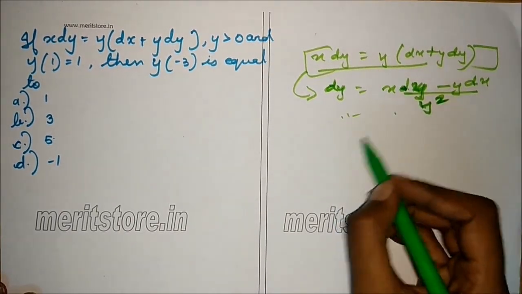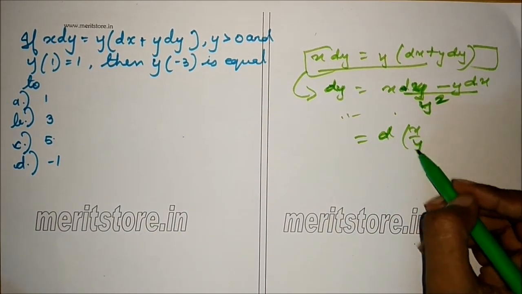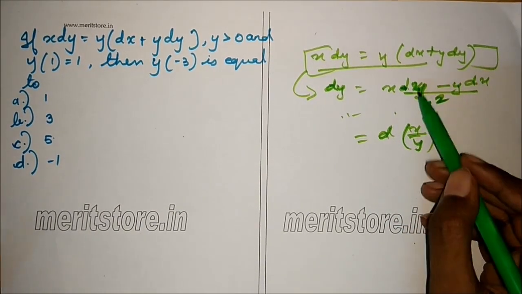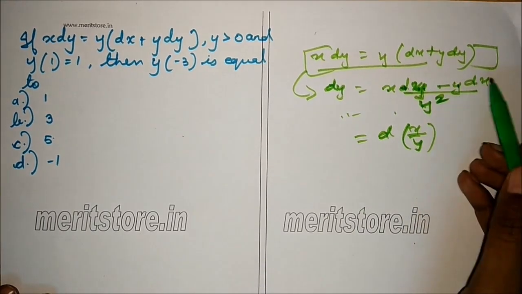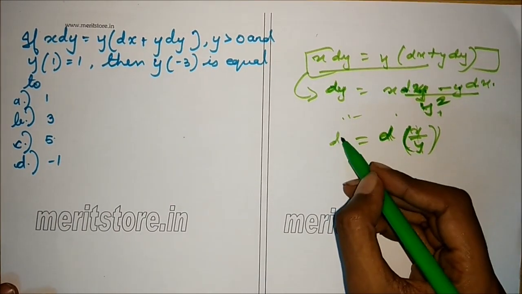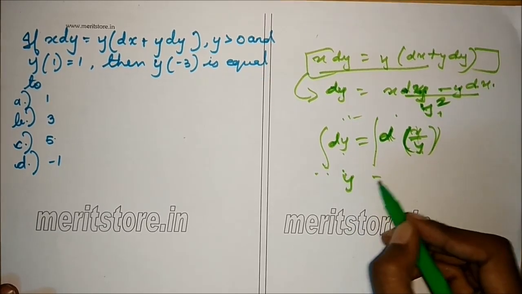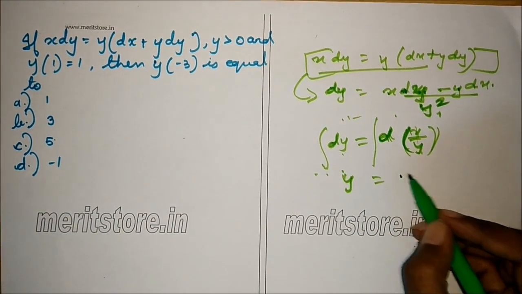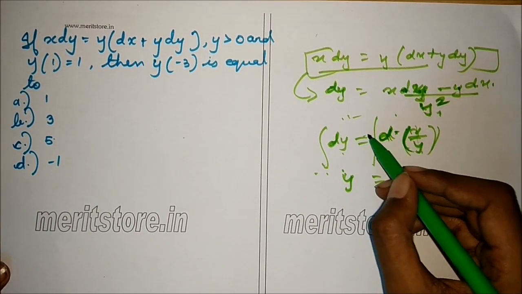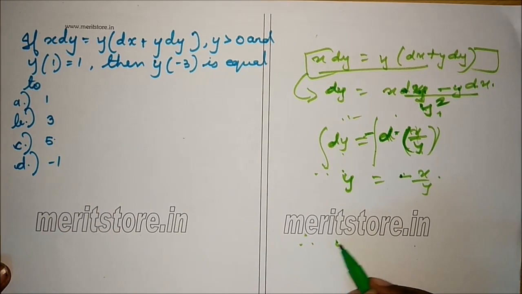So dy equals this. Now this is the formula for the derivative of x by y, that is u by v: v into derivative of u minus u into derivative of v upon v square, that is y into derivative of x minus x into derivative of y upon y square. So this is the derivative of x by y, and this is equal to dy. So now we integrate this. So we can say y is equal to minus x by y with a negative sign.